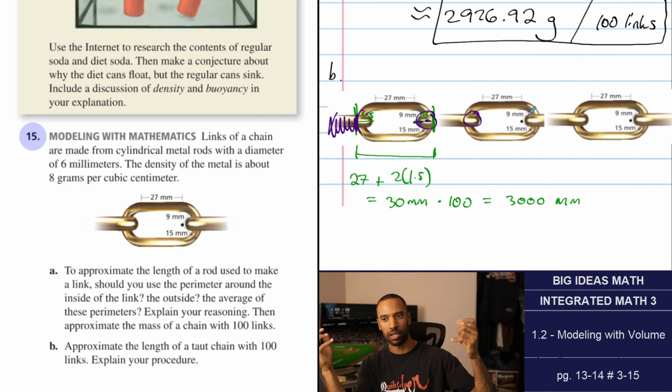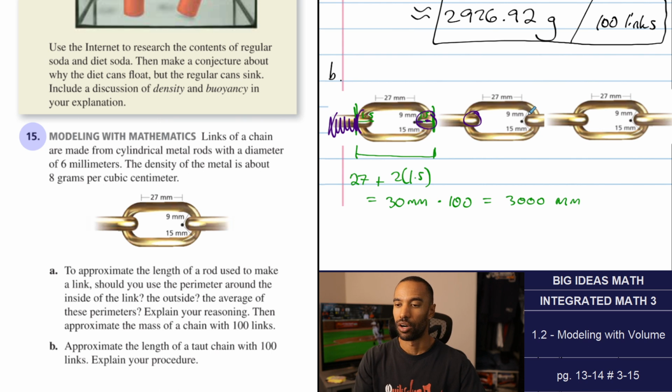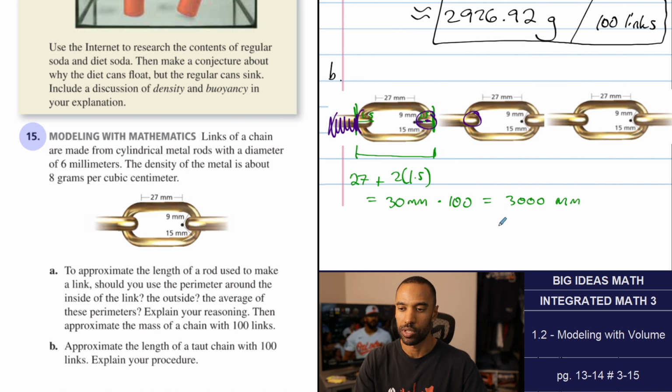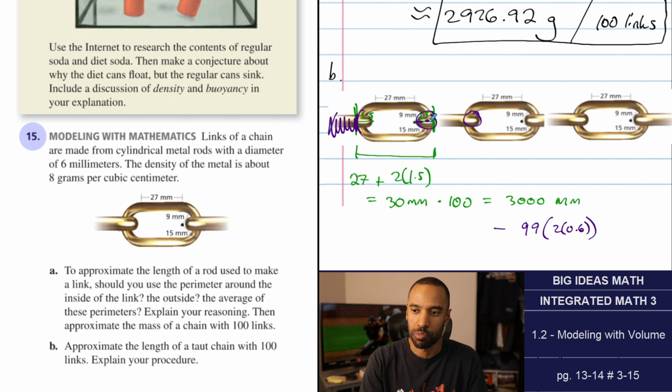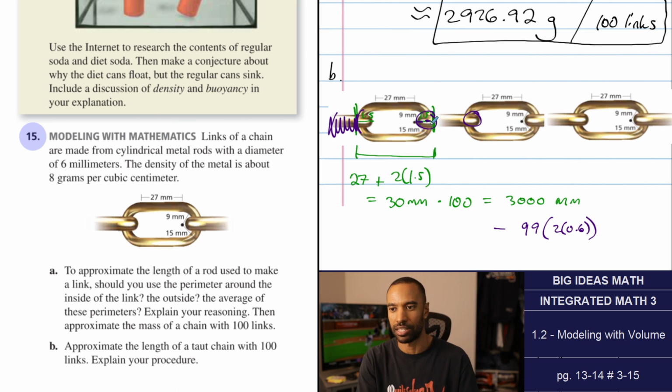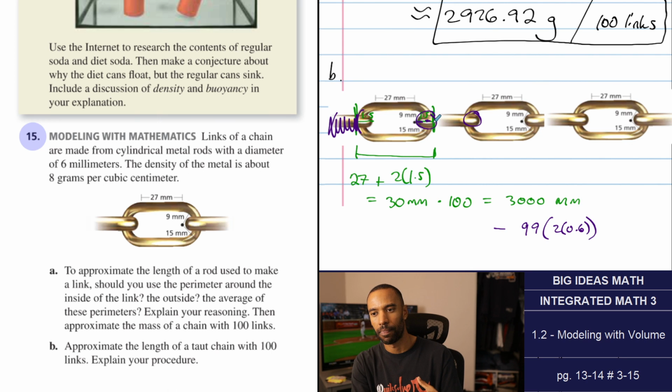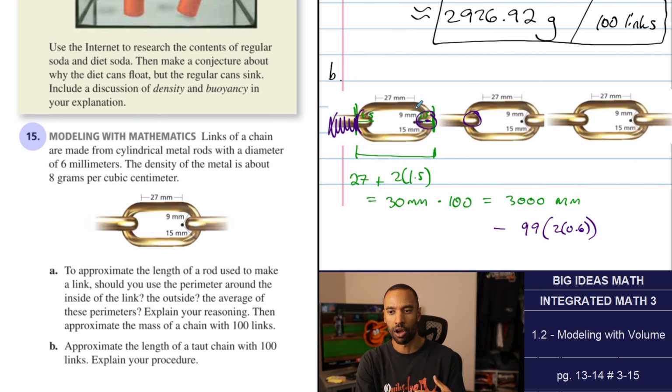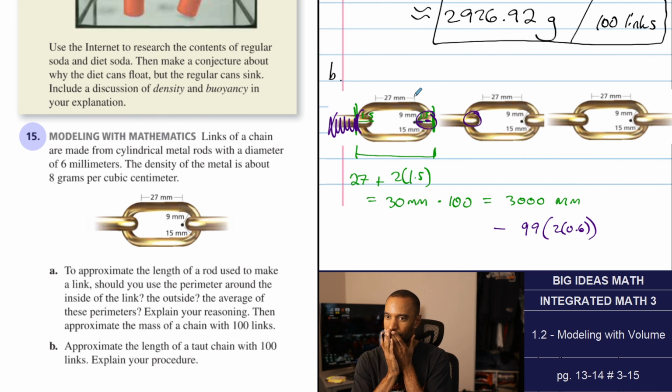And how many links are there? 100 chains. 99. There are 99 of these things that we have to take out. So we subtract 99 of doubling 0.6, right? If the diameter of each chain is 0.6 and there are two of them stacked on top of each other and we got to take that out, I want to make sure that's considered for all of them. Hold on. Each link is 30 and we take out, yeah, I think so. I don't know.